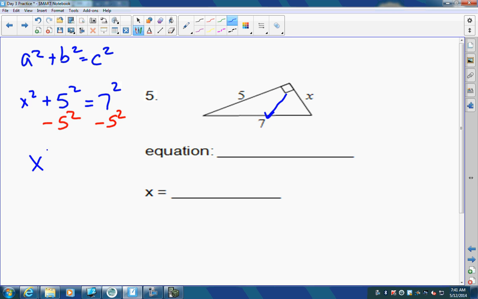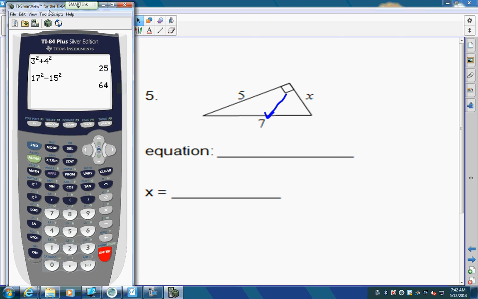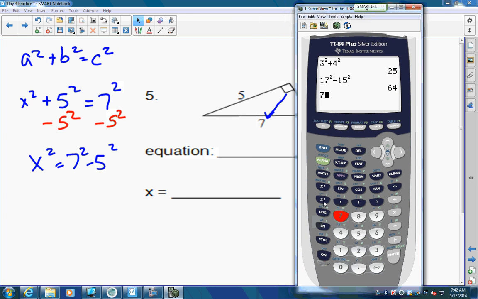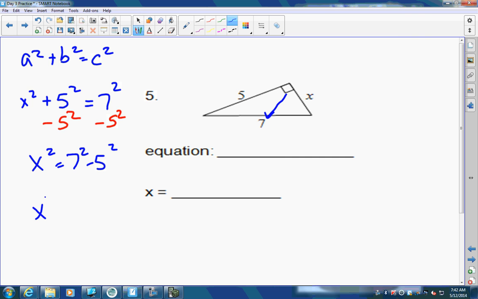I get x squared equals 7 squared minus 5 squared, which you could already do the squareds if you wanted to. Let me move this over. So I have 7 squared minus 5 squared, and I press enter. That gives me 24. So I get x squared equals 24.